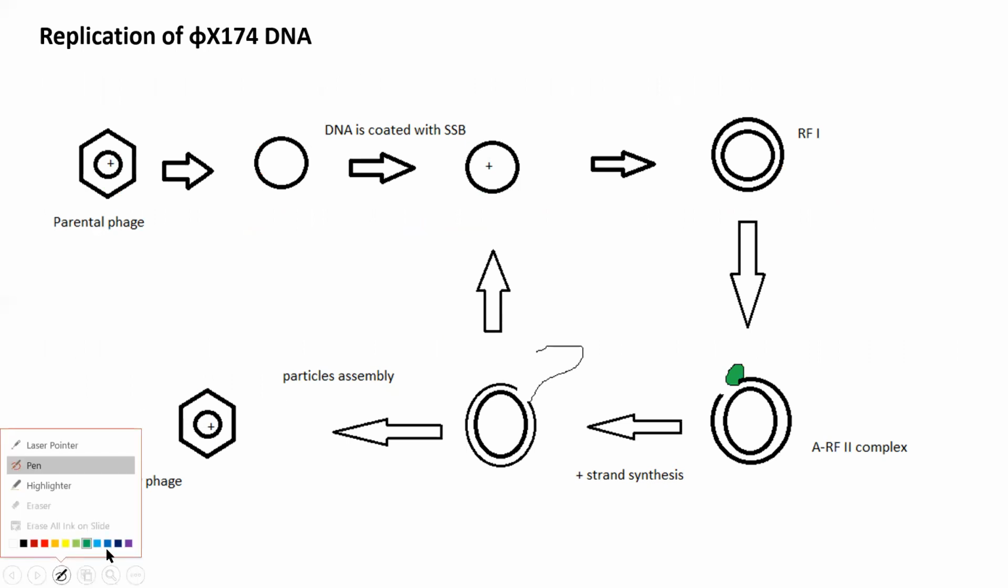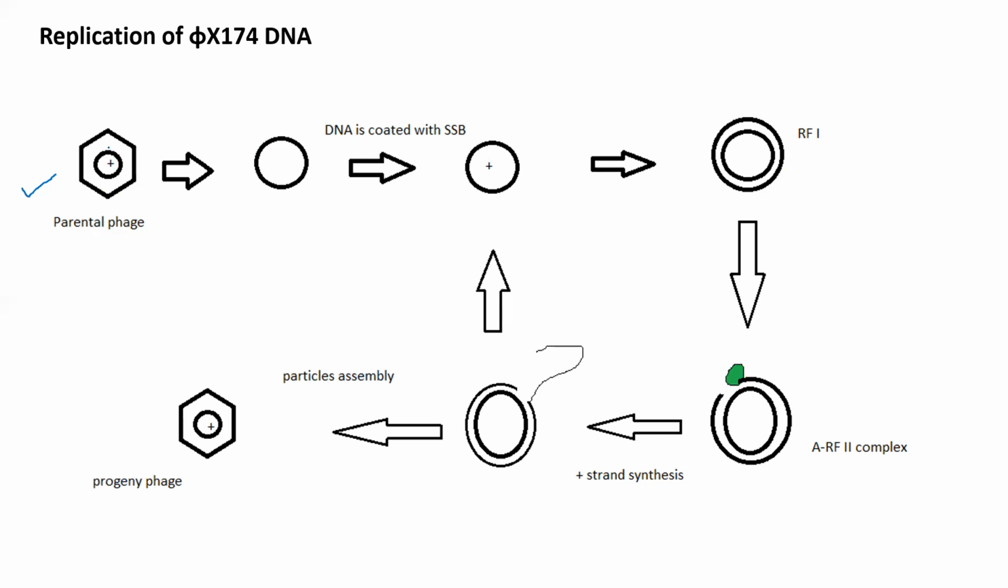So this is the ΦX174 phage with the icosahedral head. This phage infects E. coli. It adsorbs to the host via an attachment protein. The DNA is released on the surface from which it's taken inside. The H protein enters along with the DNA in the cell.